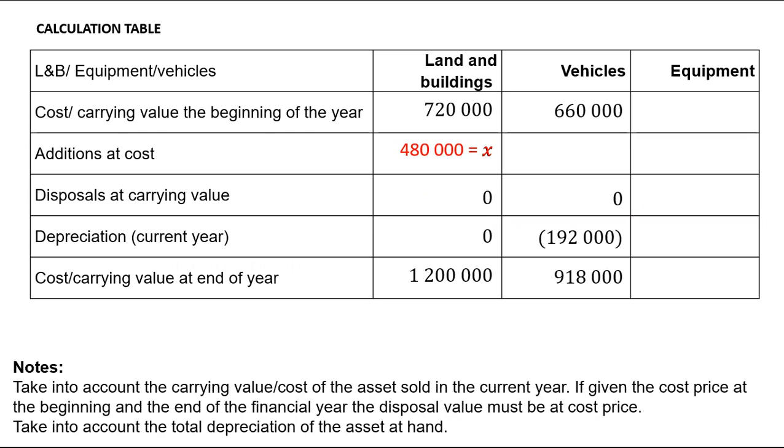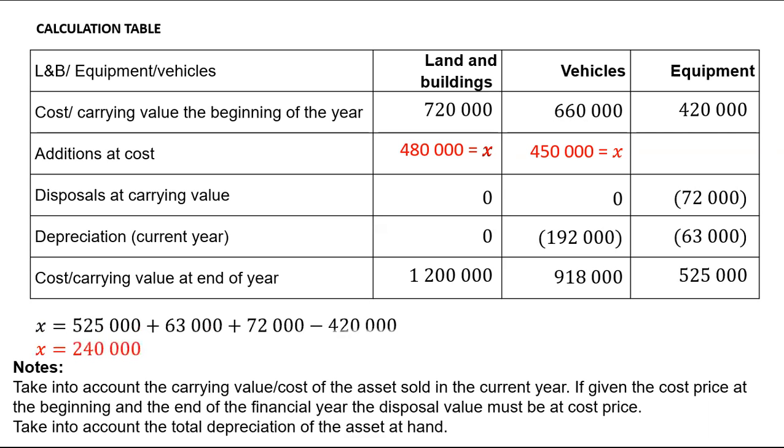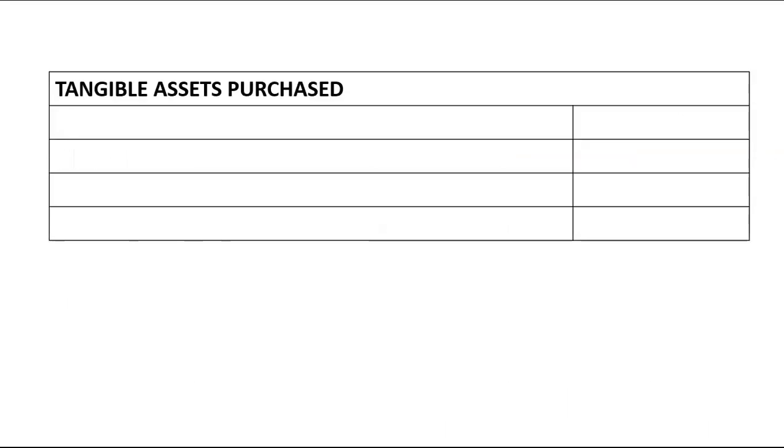For equipment, you will have carrying value at the beginning of the year was 420,000. There was a disposal at carrying value, which is 72,000. Depreciation was 63,000. So all of those will be in brackets. Carrying value at the end of the year was 525,000. So you will manipulate this to calculate the cost, which is 240,000, by working backwards, using reverse operations. All the rates, you add them up and you prepare what we call tangible assets purchased.